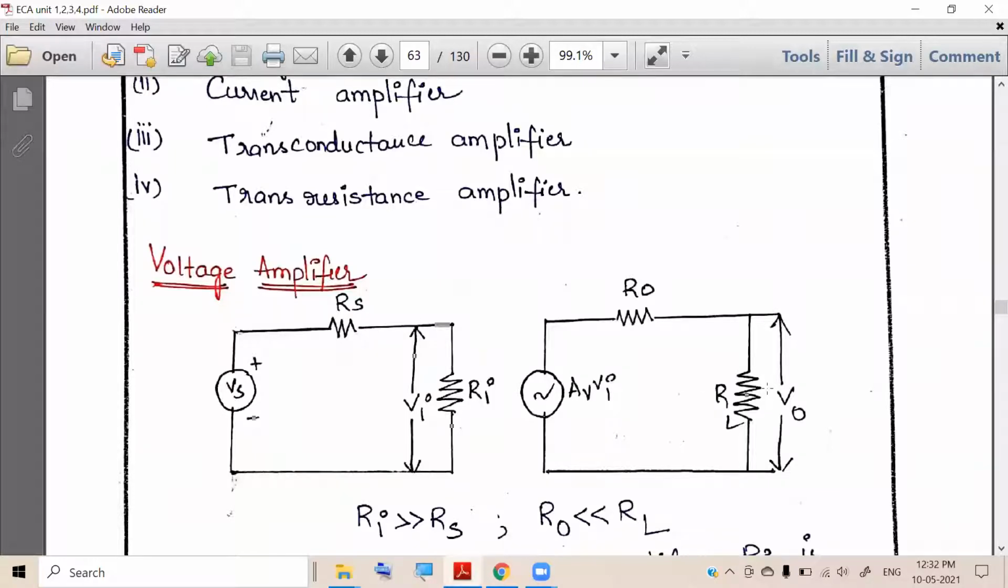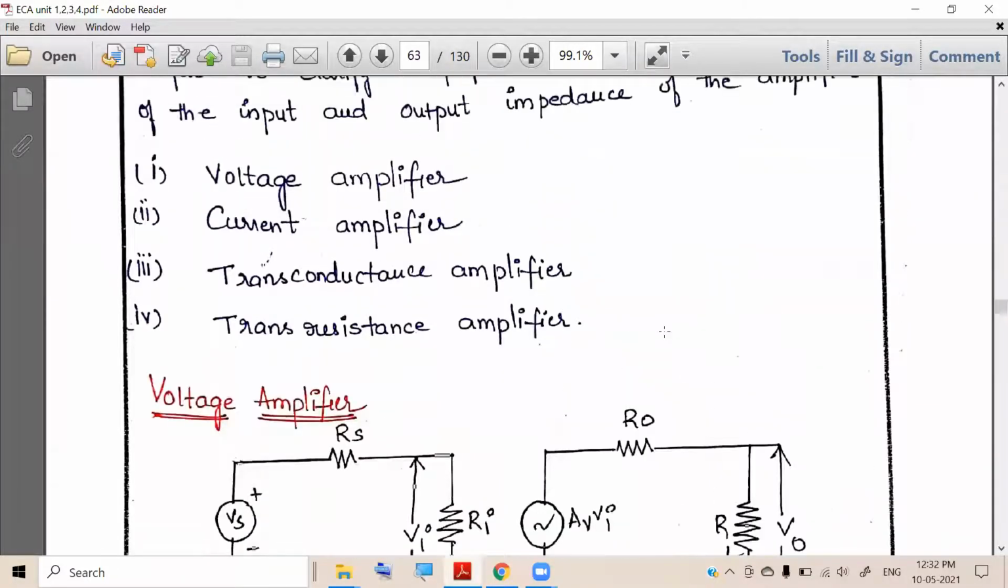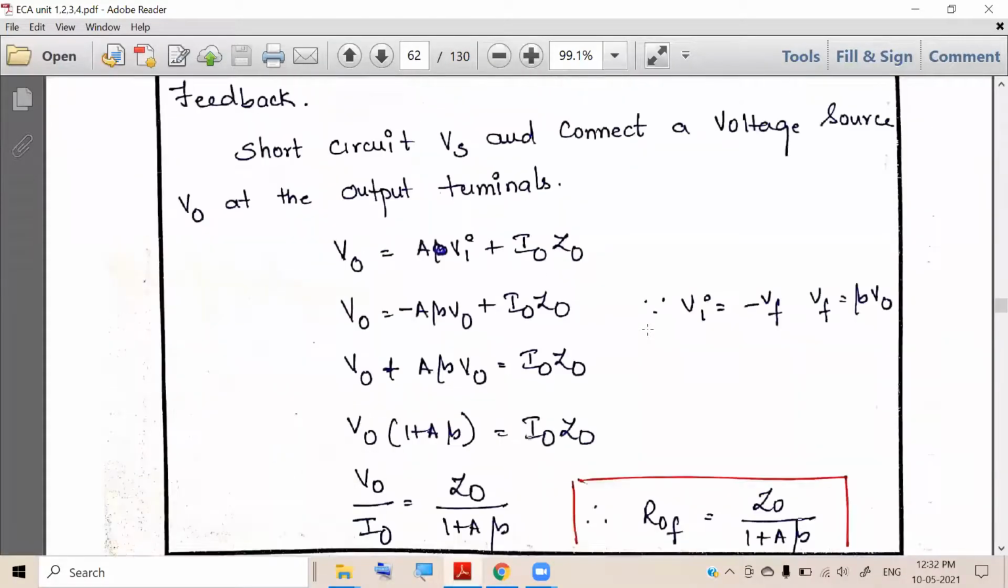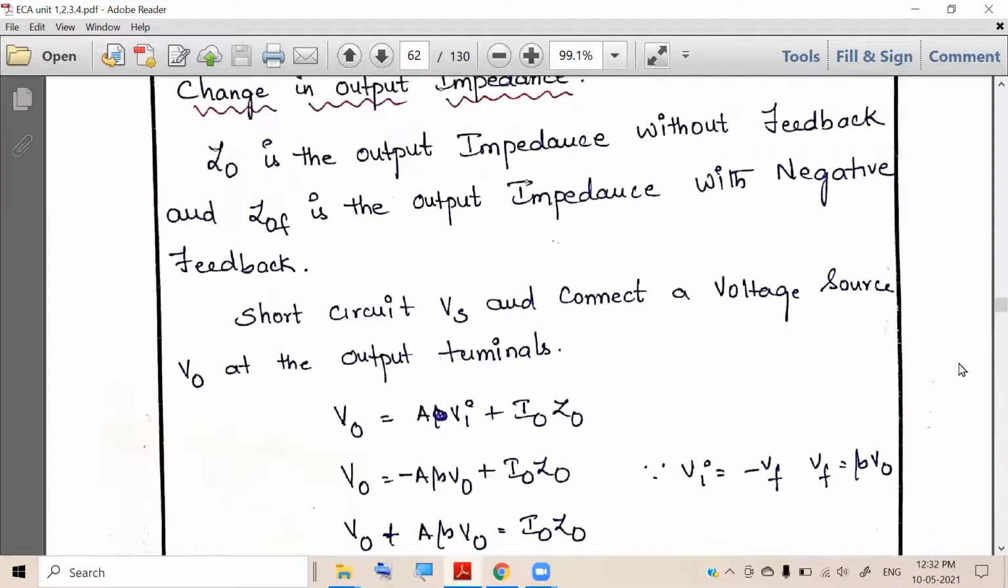Then source voltage, what should we do? We should make it 0, replaced by short circuit.